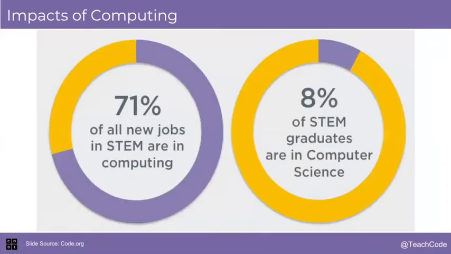71% of all new jobs in STEM fields are in computing, but we're only graduating 8% of those graduates in computer science and STEM graduates. So it's a really disproportionate number of graduates to how many jobs there are.